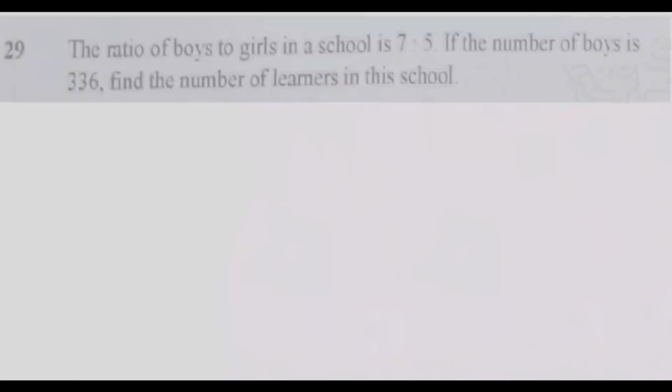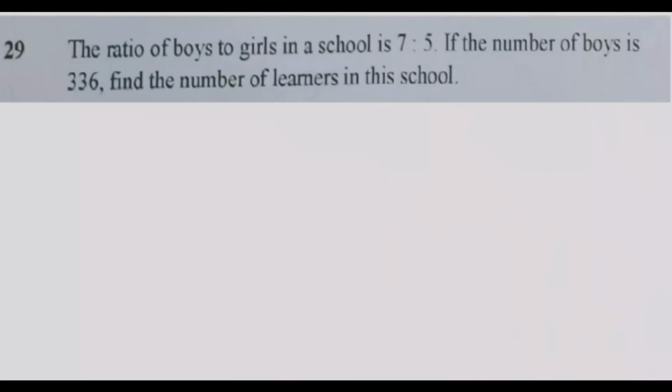We come to question number 29. The ratio of boys to girls in a school is 7 to 5. If the number of boys is 336, find the number of learners in this school. First of all, I'm going to show you 2 ways you can find the number of learners in the school, using the ratio of boys.